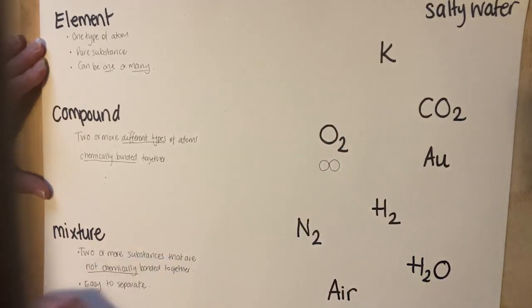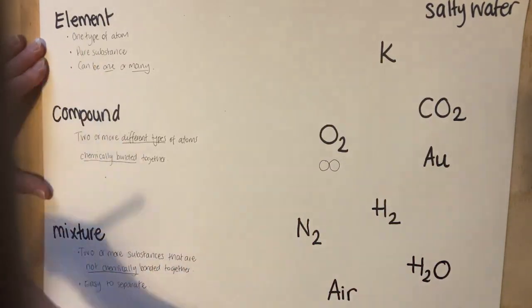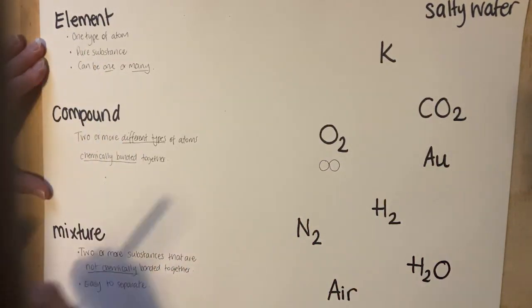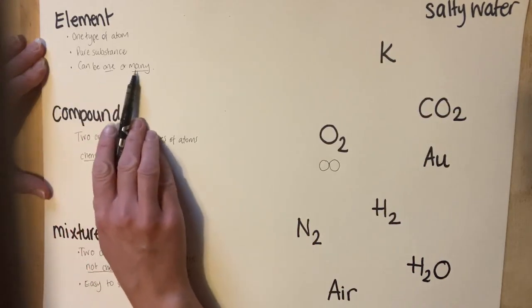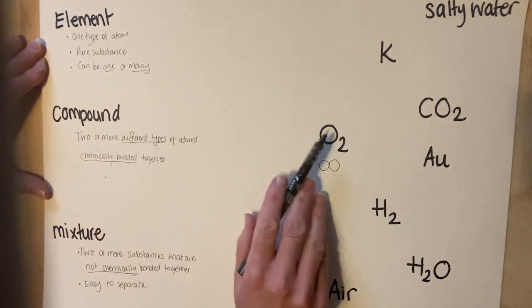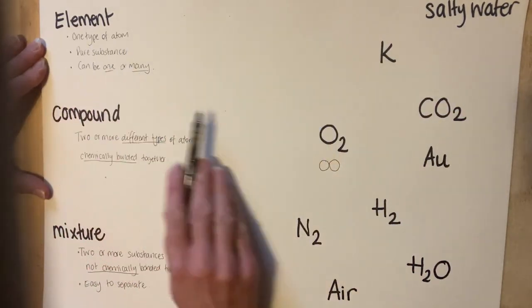So we can say that oxygen then is an element, because it's only one type. And remember, it didn't matter if there were one or many. In this case, there are two. As long as it's only one type of atom, it's an element.